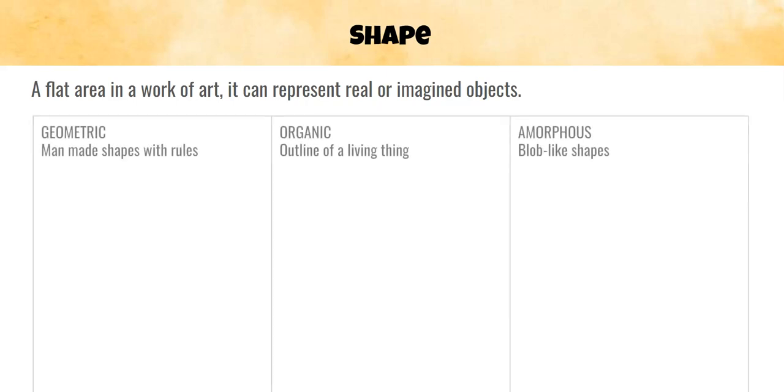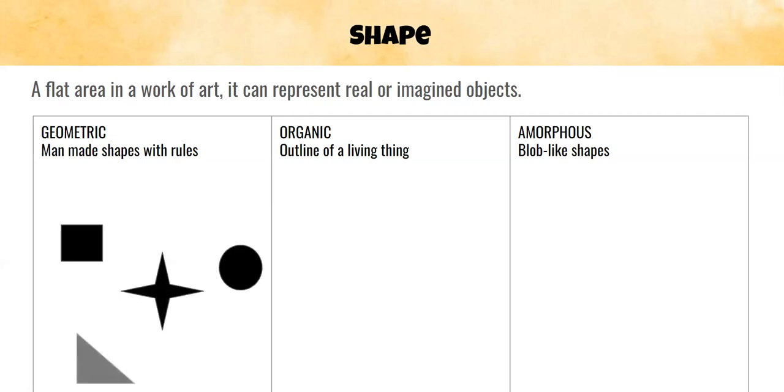So on your paper, we have 3 different categories that you need to write down on the arrows. Geometric are going to be man-made shapes with rules. So things like circles, squares, triangles, this little star thing, those are all geometric. So a square has to have 4 straight lines that meet at 90-degree angles that are all the same length. Otherwise, it's not a square. That's what we mean by man-made rules. So go ahead and label all 4 of those as geometric shapes. When you're ready, unpause me.